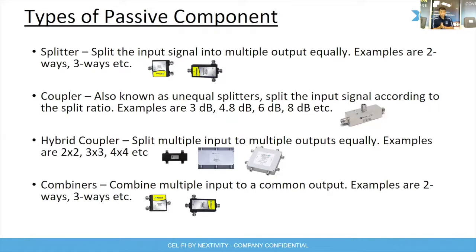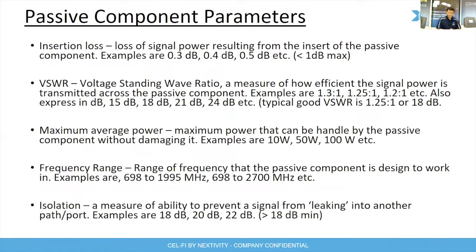So now we have seen the different types of passive components. The next thing we're going to take a look at is the important performance metrics of a passive component. What are the metrics to look out for when selecting a passive component? The first one is what we call insertion loss. As I mentioned previously, insertion loss is the loss of power when the signal travels across the passive component. Typical insertion loss for a passive component can range from 0.3 to 0.5.